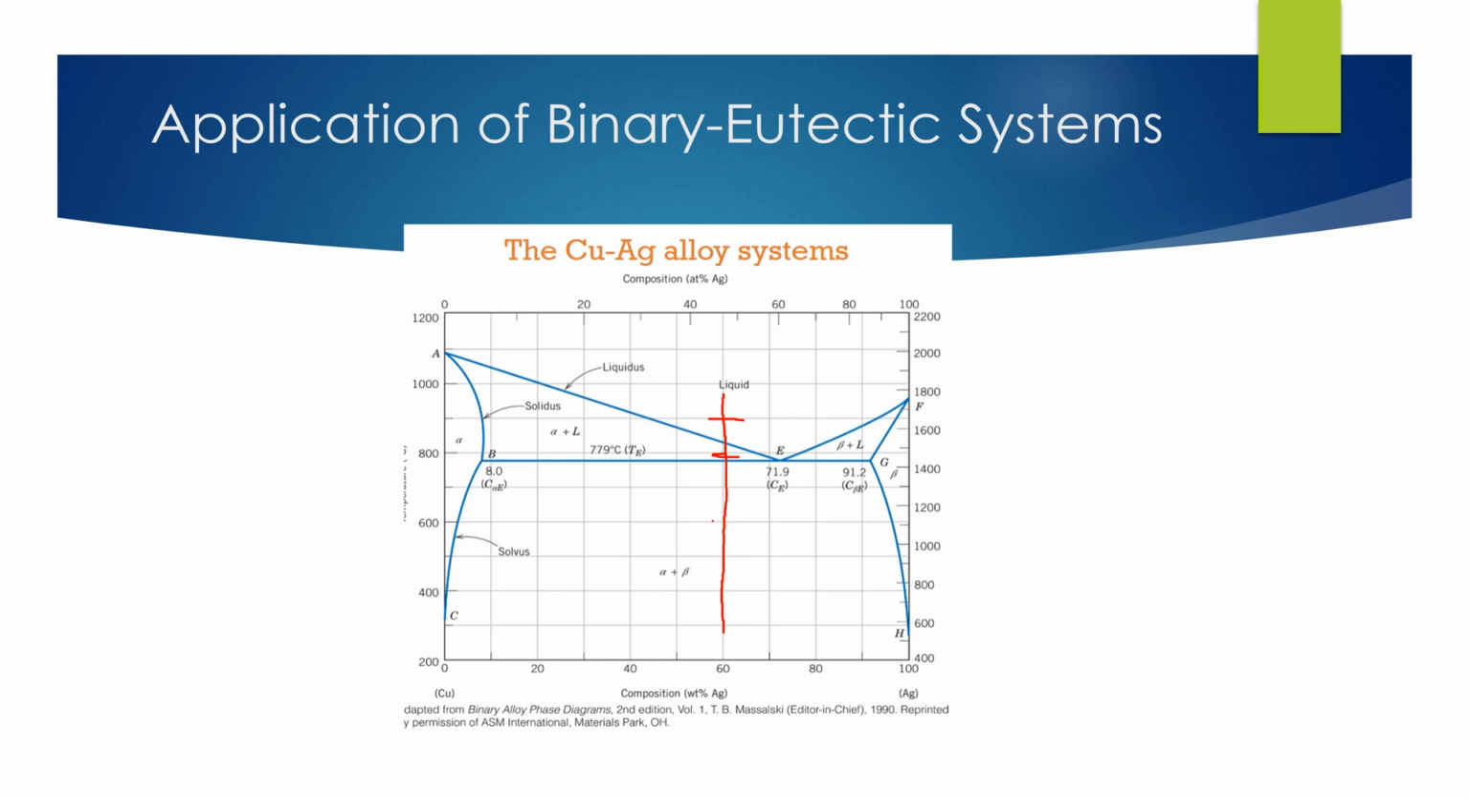This is a very general understanding of the kinds of questions we can expect on the exam when it comes to determining what compositions and what temperatures will yield which phases, either liquid, alpha solid, beta solid, or any combination of those three. And with that, I believe that we have sufficiently covered binary-eutectic systems, and we should be able to begin working through some practice problems on our own to test our knowledge.